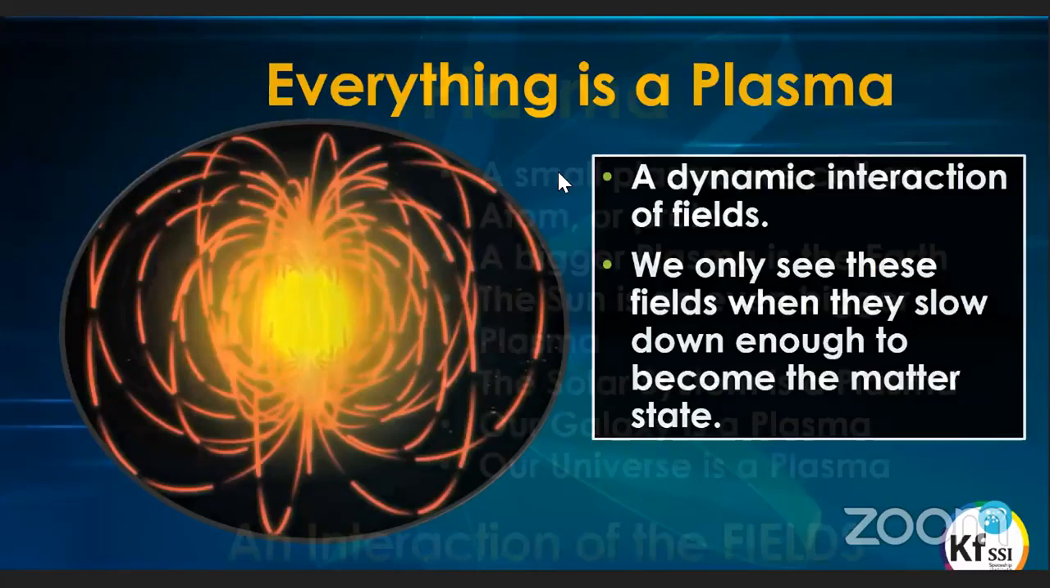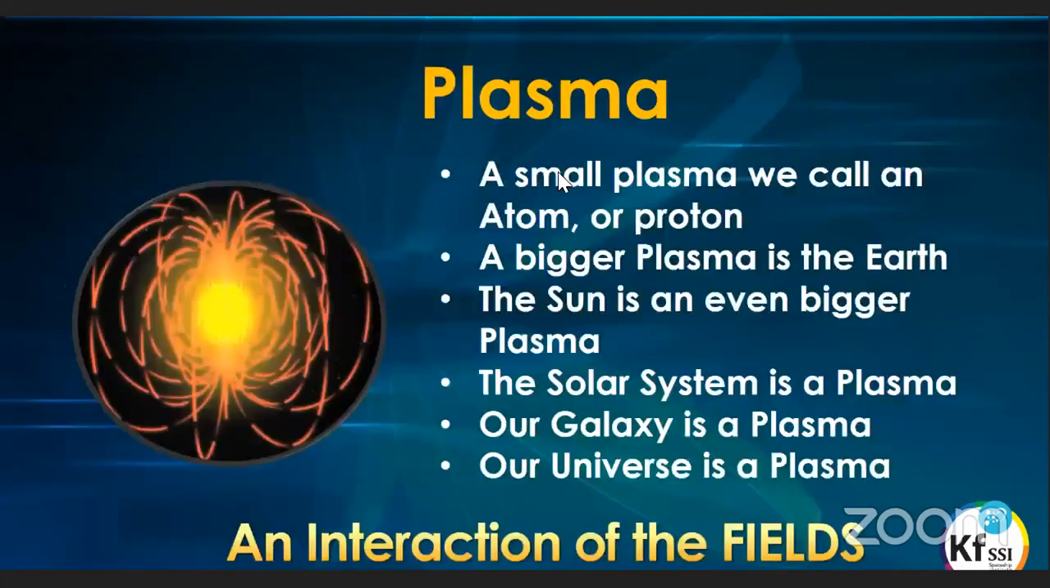So as we can see, a small plasma we can call an atom or a proton. A bigger plasma is the Earth. The Sun is an even bigger plasma. Our solar system is a plasma. Our galaxy is a plasma. Our universe is a plasma. It's just an interaction of the fields on a different strength, a different scale.